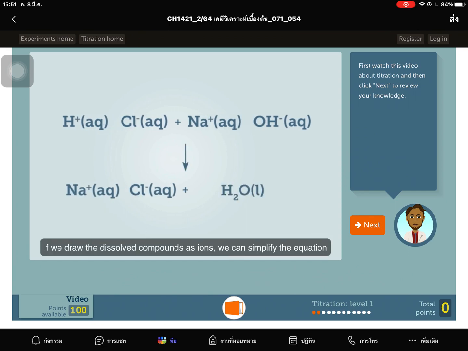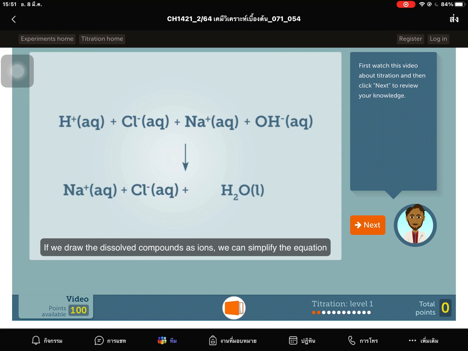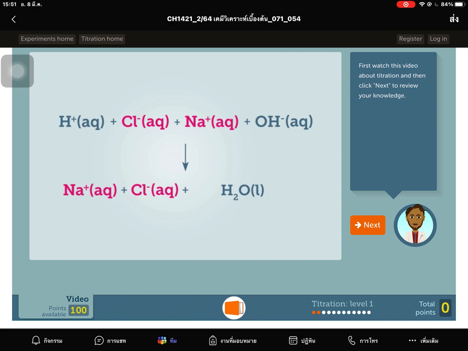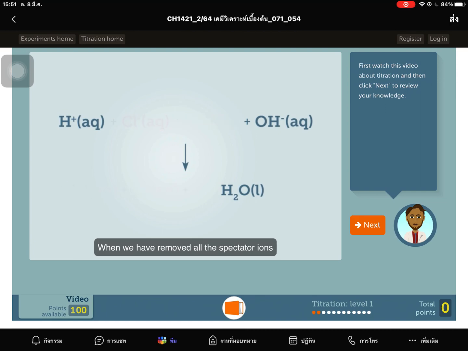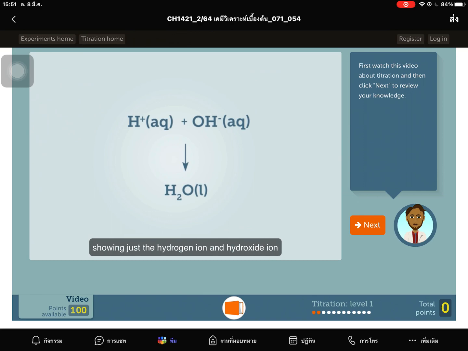If we draw the dissolved compounds as ions, we can simplify the equation, leaving out the sodium ions and the chloride ions. They are known as spectator ions because they appear on both sides of the equation. When we have removed all the spectator ions, we are left with the net ionic equation, showing just the hydrogen ion and the hydroxide ion reacting to form a molecule of water.